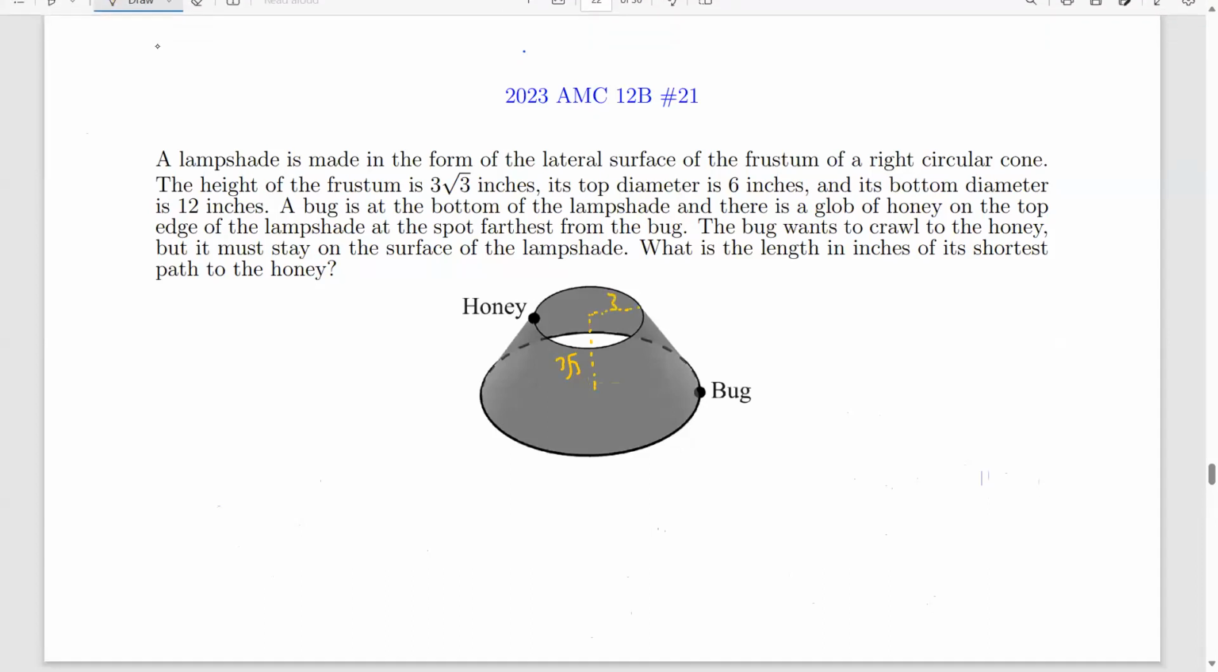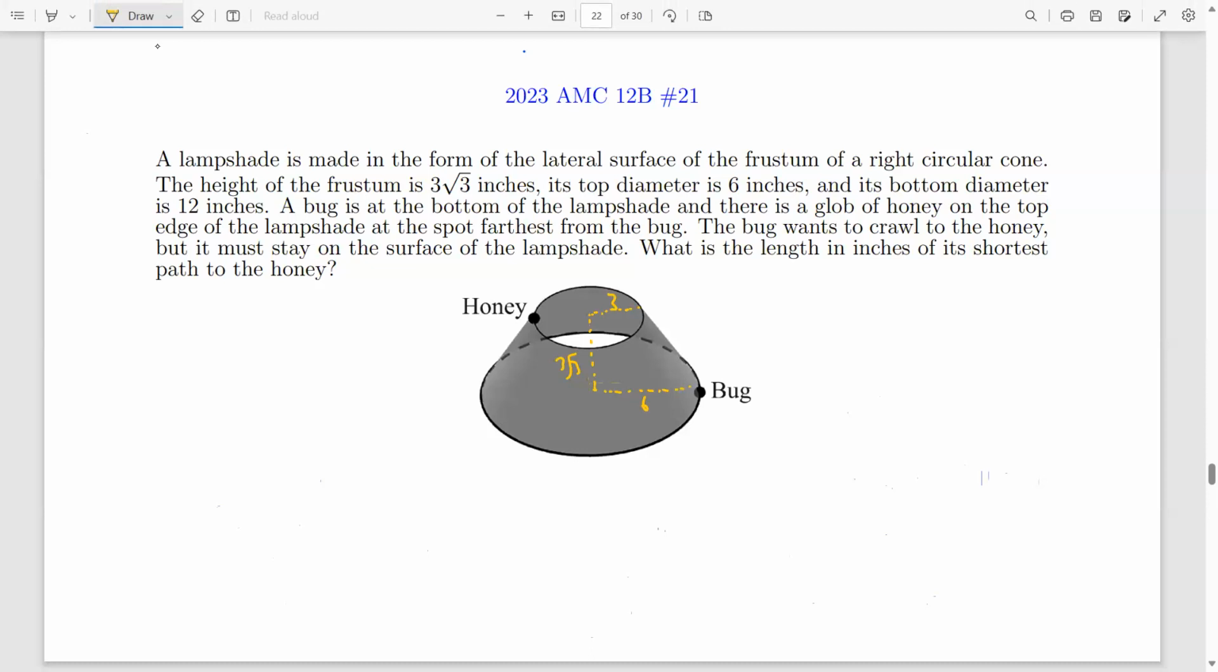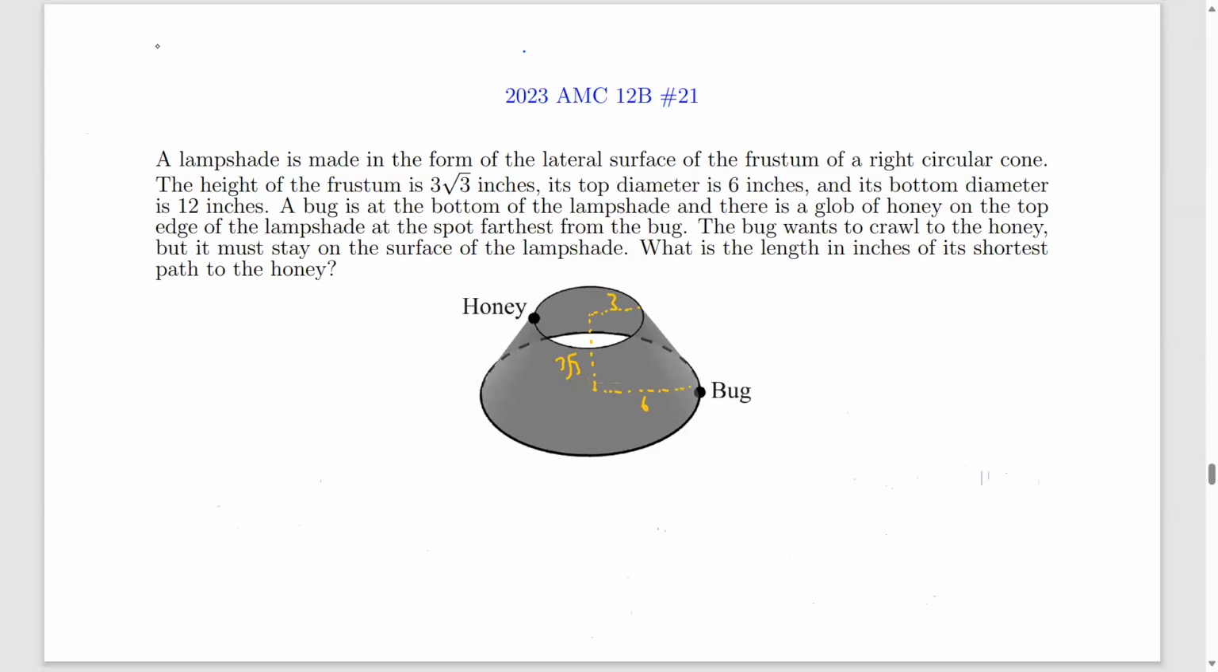And its bottom diameter is 12 inches. So the bottom radius is 6. A bug is at the bottom of the lampshade, and there is a glob of honey on the top edge of the lampshade, at the spot farthest from the bug. The bug wants to crawl to the honey, but it must stay on the surface of the lampshade. What is the length in inches of its shortest path to the honey?